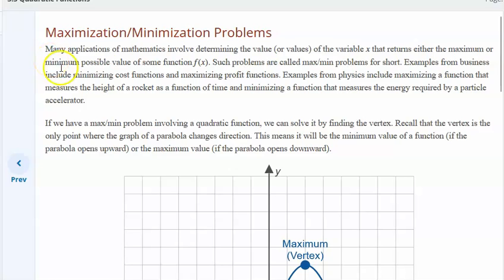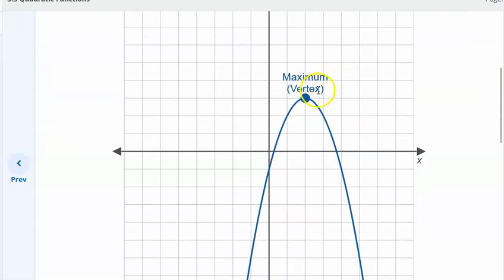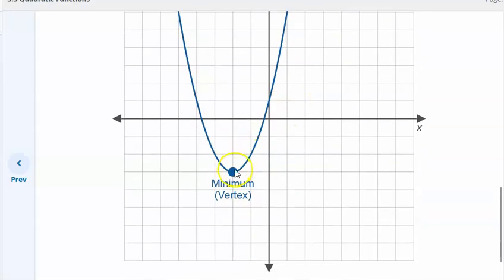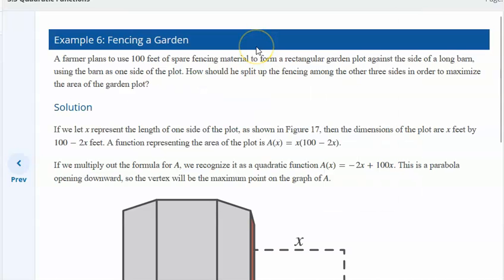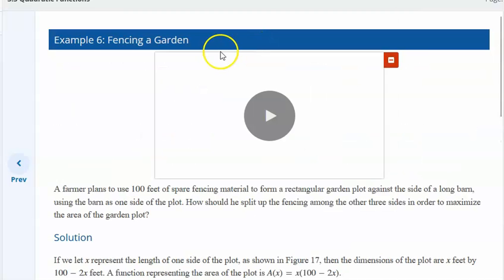Continuing on with problems related to the quadratic formula, we're going to take a look at what is called maximization and minimization problems, where if we're looking for the maximum, that would be the vertex, where our a value in the quadratic equation is negative. And for minimum, it's where our a value is positive and looks like this. We reviewed that earlier. Here's example 6, and we'll go over this one in some detail. There is a video for it.